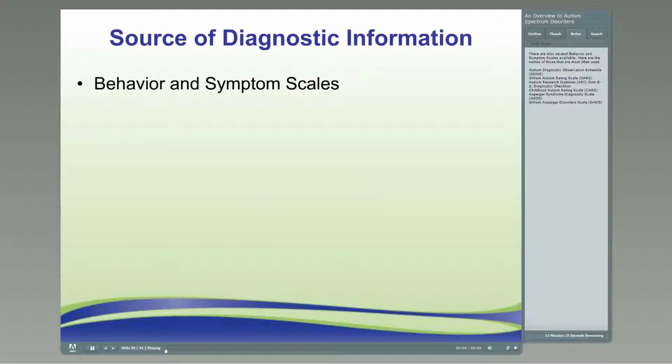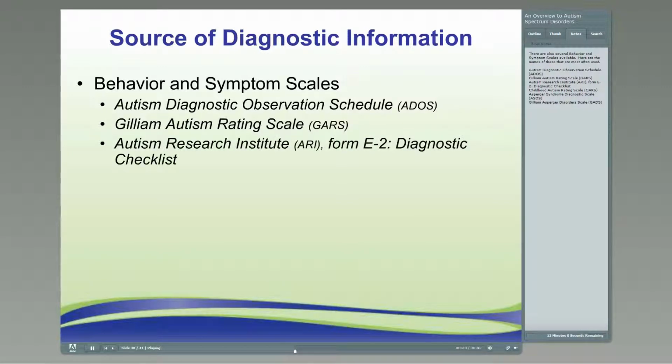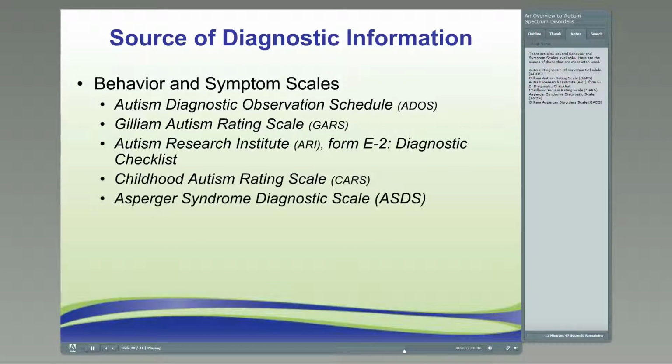There are also several behavior and symptom scales available. Here are the names of those that are most often used. The Autism Diagnostic Observation Schedule, or the ADOS. The Gilliam Autism Rating Scale, or GARS. The Autism Research Institute, ARI, Form E2 Diagnostic Checklist. The Childhood Autism Rating Scale, or the CARS. The Asperger Syndrome Diagnostic Scale, or ASDS, or the Gilliam Asperger Disorder Scale, or the GADS.